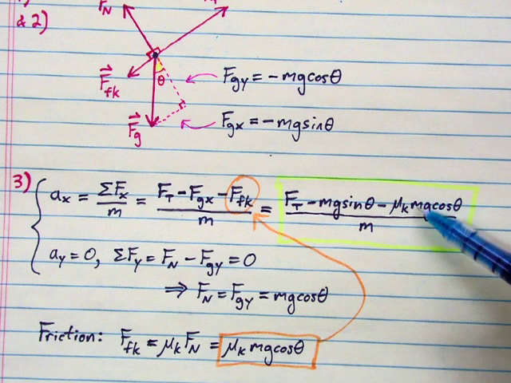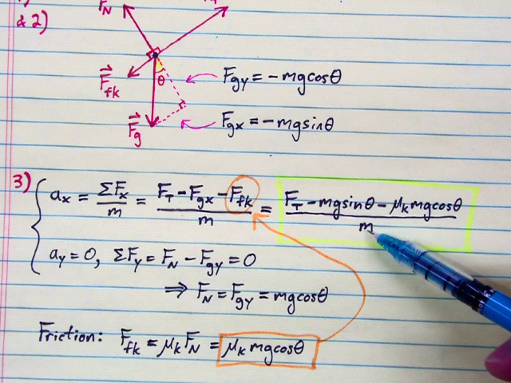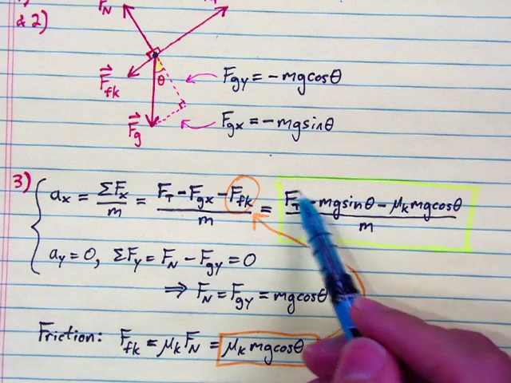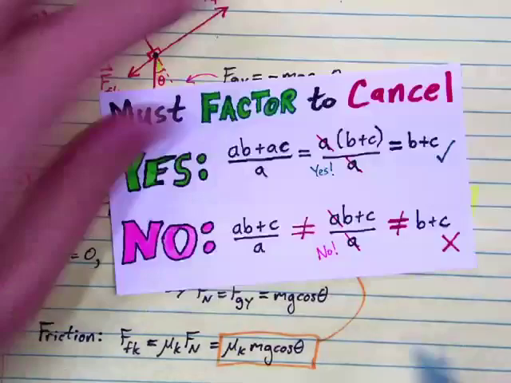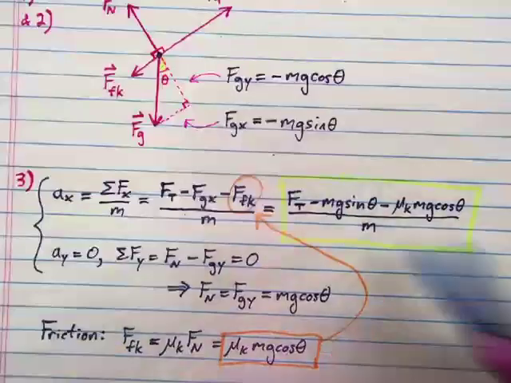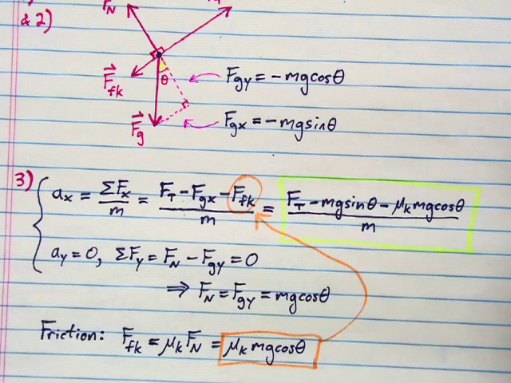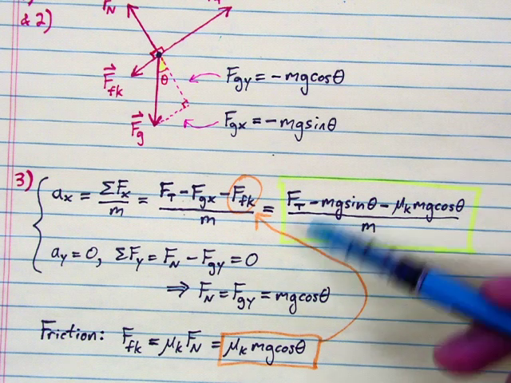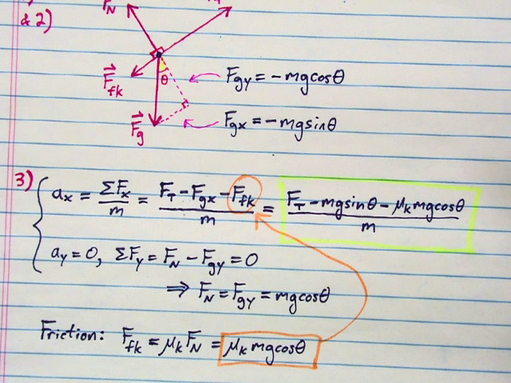It's tempting to cancel out mass, mass, and mass, but note we cannot because there's no mass on this term. We cannot factor out the mass, so we cannot cancel the mass. It has to stay, and that's our final result, and it is just in terms of the variables given. Note there's no mu s in here because there's no static friction. The jellyfish is slipping up the ramp.